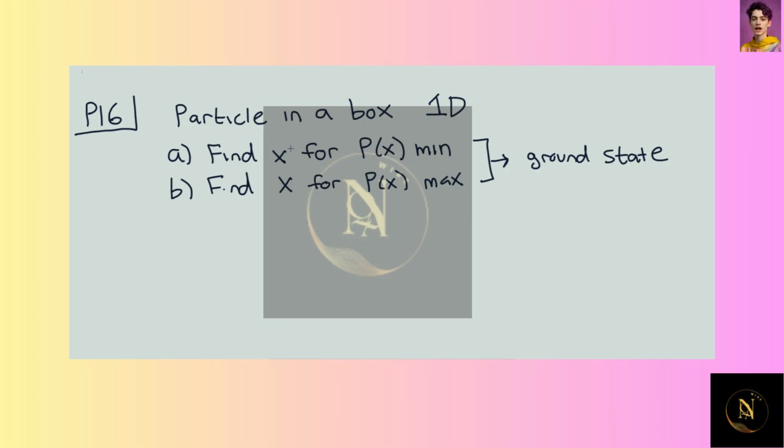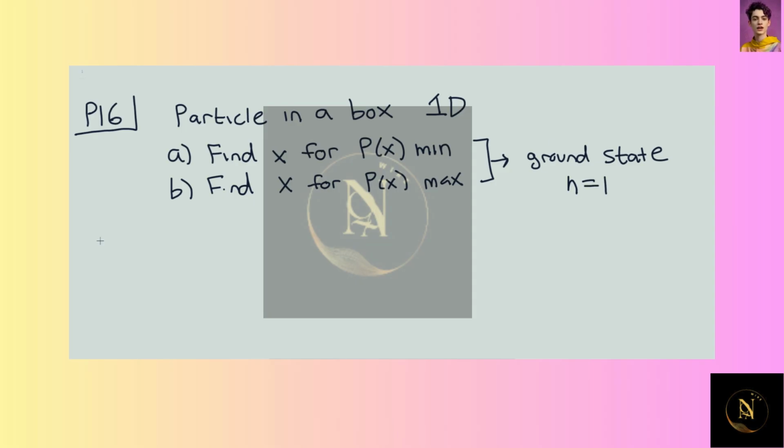Okay, in this problem we have a particle in a box in one dimension. We are asked to take a look at the probability density, P of x, and in particular, which x values result in a minimum value of P of x and which x values result in a maximum P of x. And we're asked to just look at the ground state, which is the n equals 1 state.